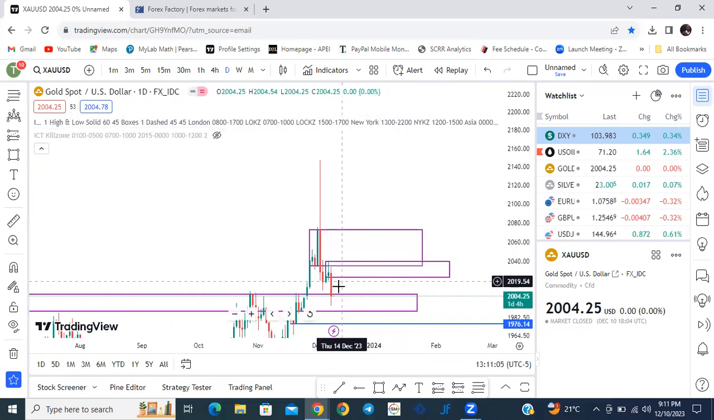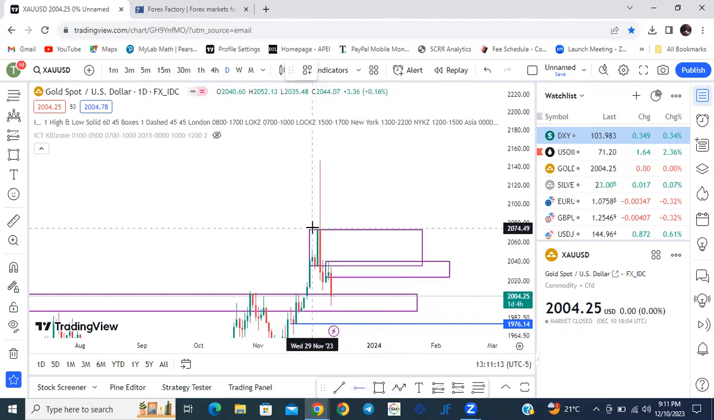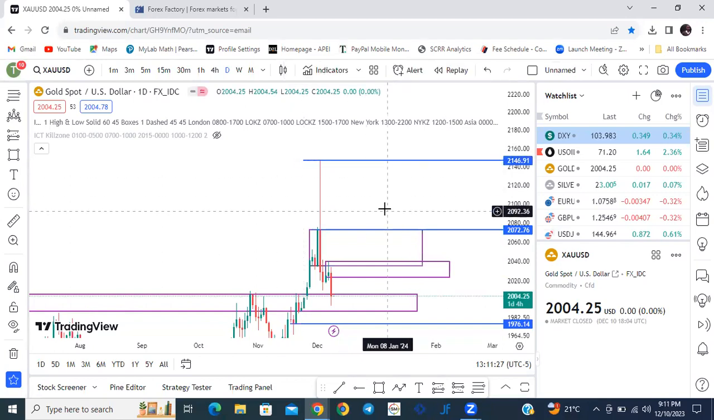If the price is unable to hold this supply area, then we might anticipate on the upside maybe probably 2074. We might want to see around 2072, and then we might want to see these highs taken out.